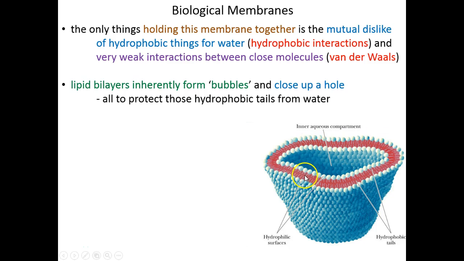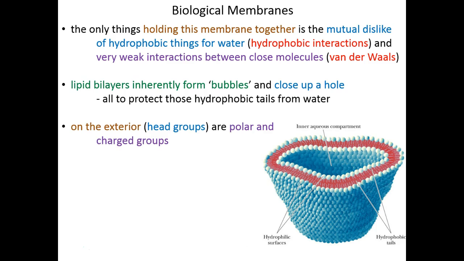So this entire hole self-seals, so that we have a continuous layer of hydrophilic heads on the inside and a continuous layer of hydrophilic heads on the outside, and all of the tails then return to the interior of the membrane, restoring it to normal. So these membranes self-seal, and that self-sealing is driven by nothing more than trying to shield those tails from water.